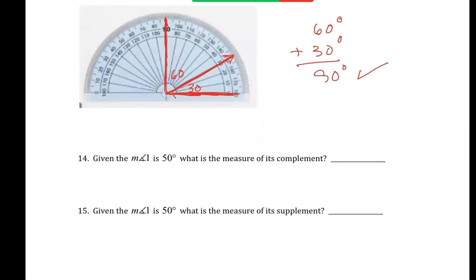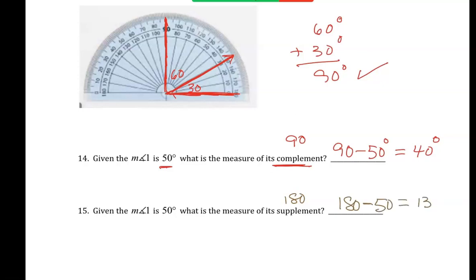Okay, if the measure of angle 1 is 50, what's the complement? The second you see a complement, think 90. 90 minus 50 equals 40. That's the other angle. If the measure of angle 1 is 50, what's the measure of its supplement? That's 180. 180 minus 50 is 130.